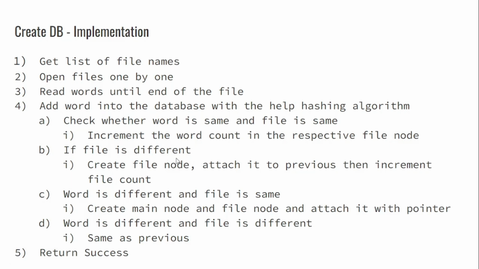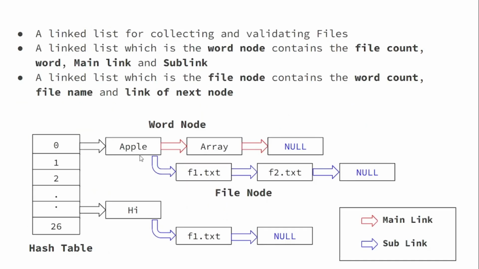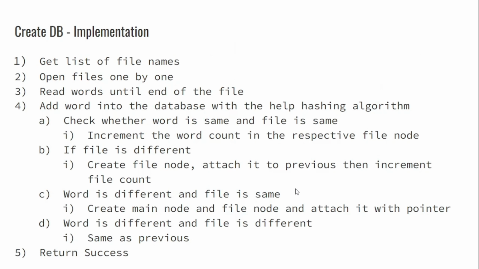If the file is different, we can take a similar example. Here the already existing apple is again added, and we are checking if this apple is added from the same file or not. If it is not added from the same file, we are adding another file node, and the file name is saved in that file node, and the word count is incremented.